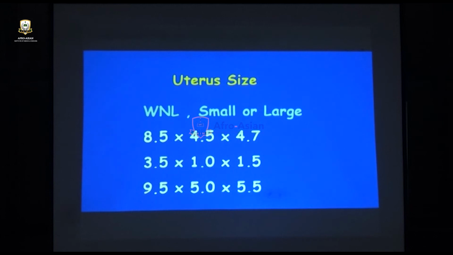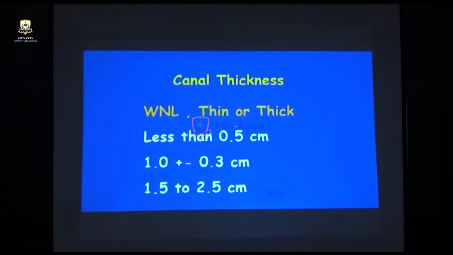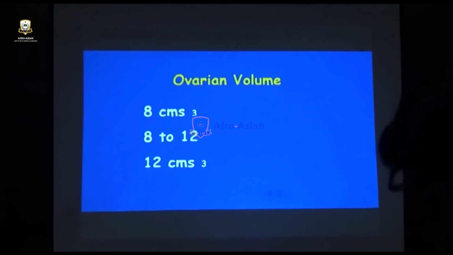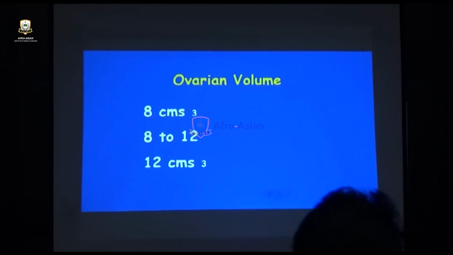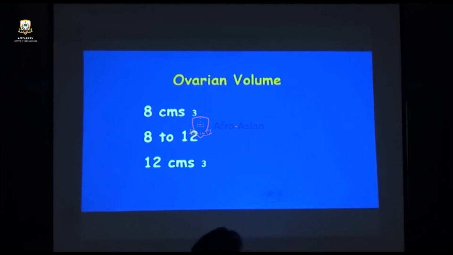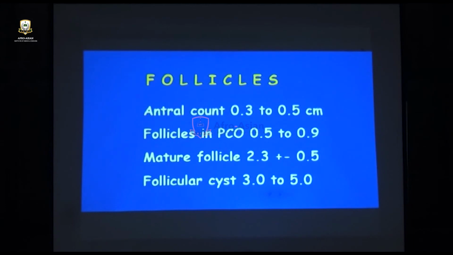Uterus size, normal, infantile, and enlarged, that you already know. Canal thickness less than 0.5, taken as normal. But be careful. Are you measuring? If it is trilaminar, it's a different story. But if it's a thick canal, do you divide it by 2 or you measure the whole thickness? And 1 to 3 is the normal, and anything 1.5 to 2.5, you're dealing with a thick canal. Ovarian volume is 8 centimeters cube, less than that is normal, 8 to 12 borderline, gray shades, anything 12 centimeter cube, that is an enlarged ovary.